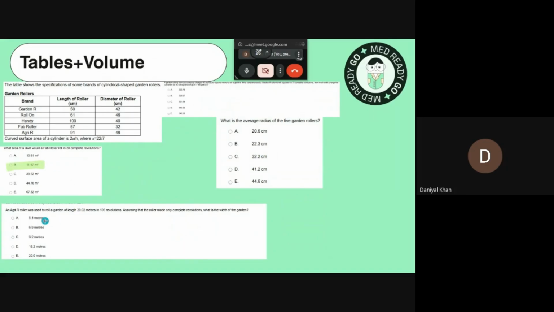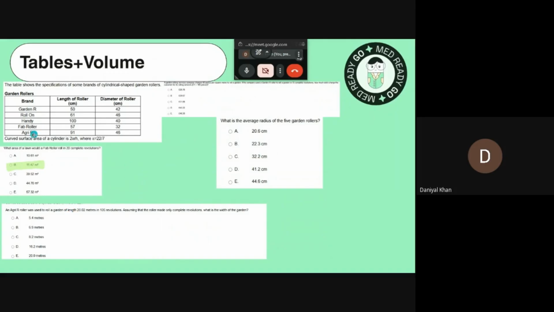Now moving on to the next question. An Agri-R roller was used to roll a garden of length 20.02 meters in 105 revolutions. Assuming that the roller made only complete revolutions, what is the width of the garden? So obviously you're going to need to remember a few formulas for this one. So length times your width. You've got the length, but you don't have the width. We're going to work out the area.